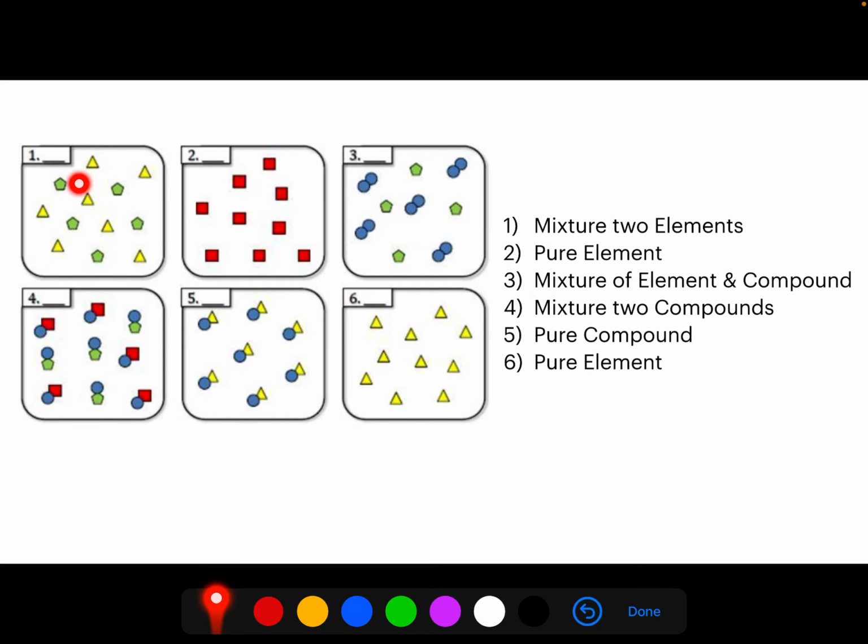We've got a mixture of two elements, a pure element, a mixture of an element and compound, a mixture of two different compounds, a pure compound, and a pure element. So this is just another place that we've used particle diagrams.